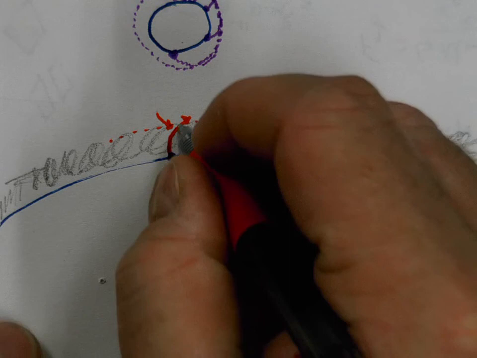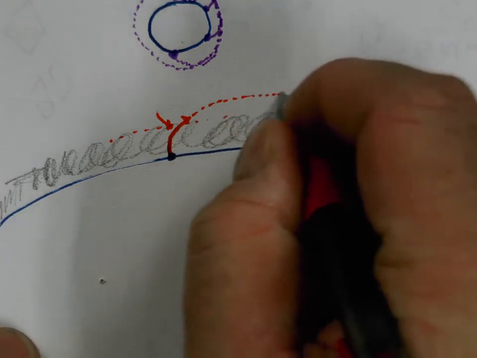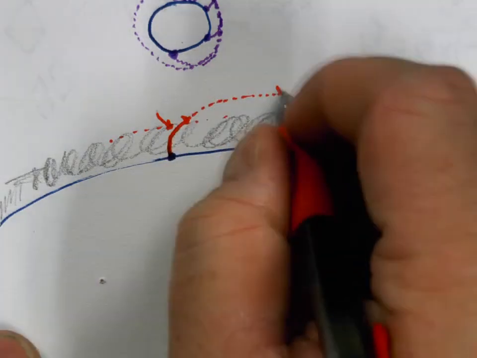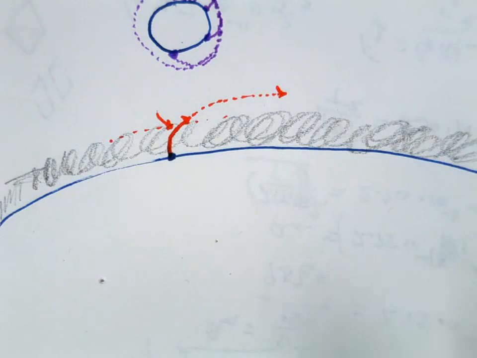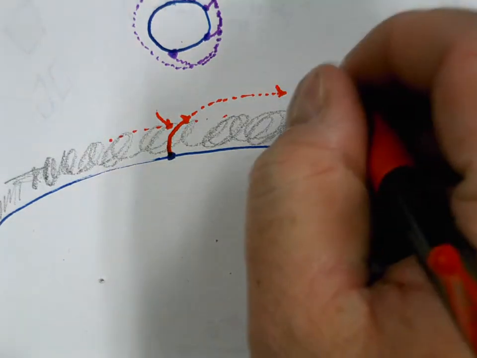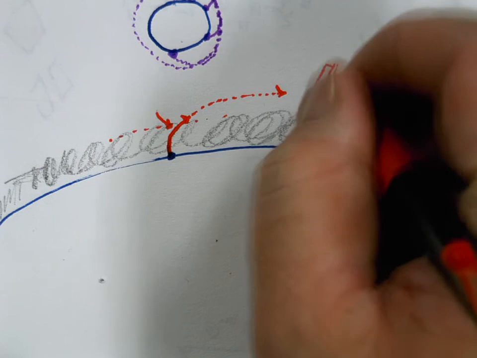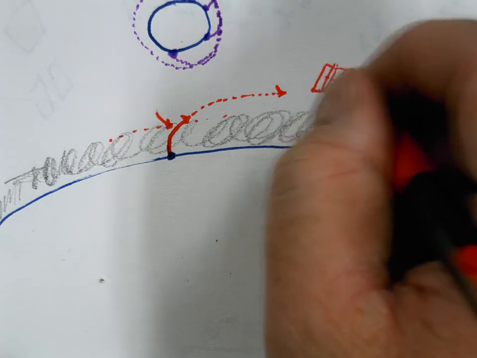But once it dies off, then we start accelerating in this direction to build our speed so that we can curve around the Earth. And so then we get things like this.